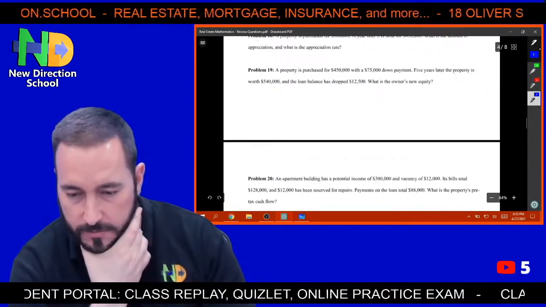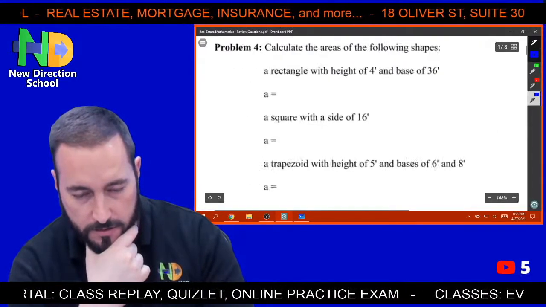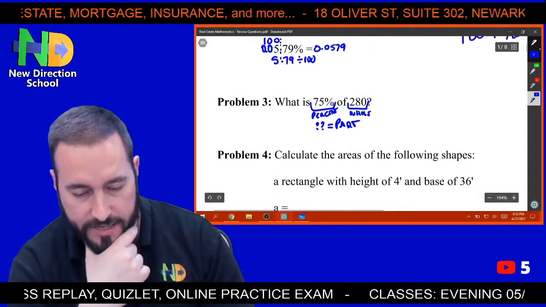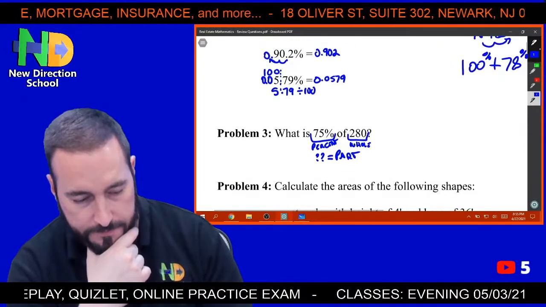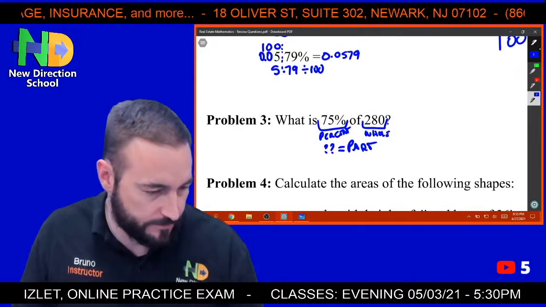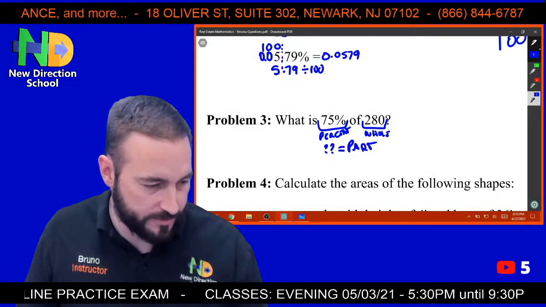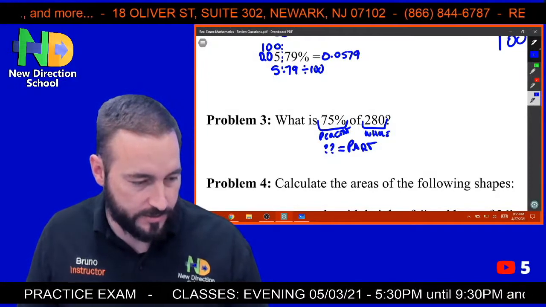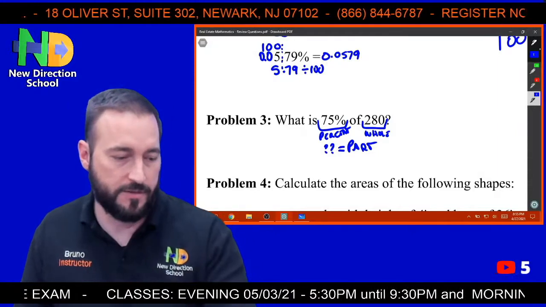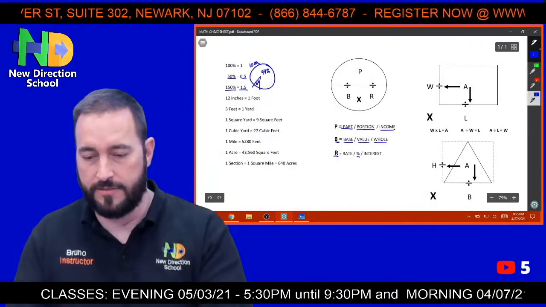All right, so let's go to area. So all the way up top, we got calculate the areas of the following shapes. But before we get there, they gave you the loan, the purchase price. So I have to get the missing one, which is the LTV. They gave you the down payment in this question. But yes, the missing one is the LTV. All right, so let's go to area.